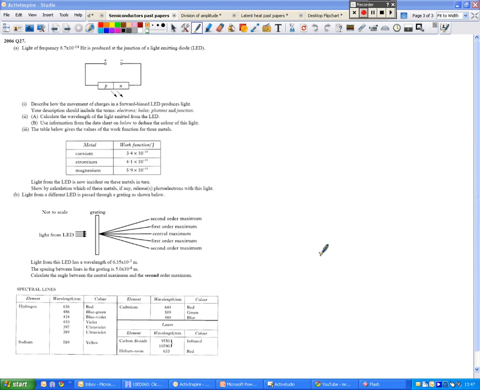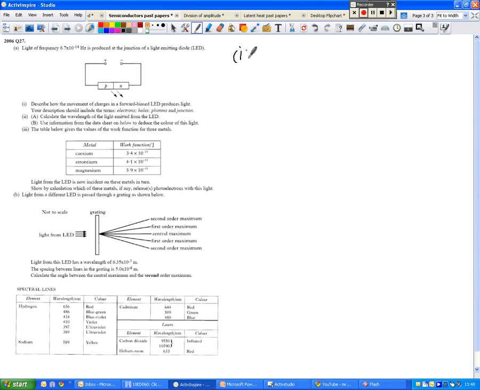2006, question 27 on P-n junctions. Light of frequency 6.7 times 10 to the 14 hertz. You may have noticed I typed that out on your question paper because there was a wee misprint there. It is produced at a junction of a light emitting diode. So this is an LED. Describe how the movement of charges in a forward bias LED produces light. Your description should include the terms electrons, holes, photons and junction.